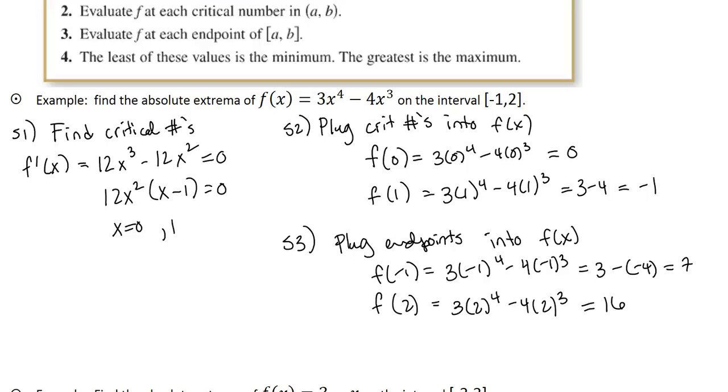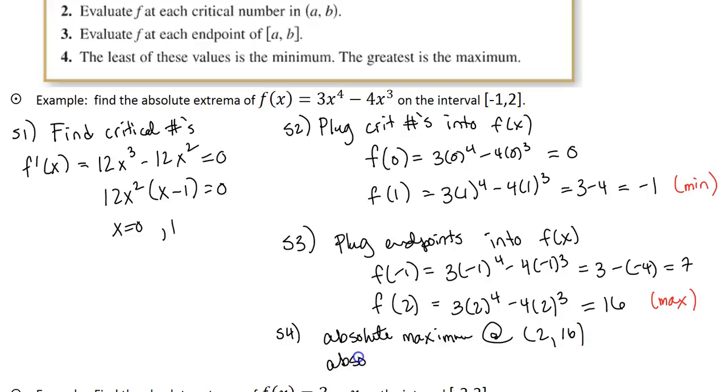So when you look at the y values, we've got 4 of them: 0, -1, 7, and 16. You can see that 16 is the max and -1 is the min. So for step 4, we're just going to evaluate. We have an absolute maximum at the point (2, 16), and we have an absolute minimum at the point (1, -1). So those are my answers for this problem.